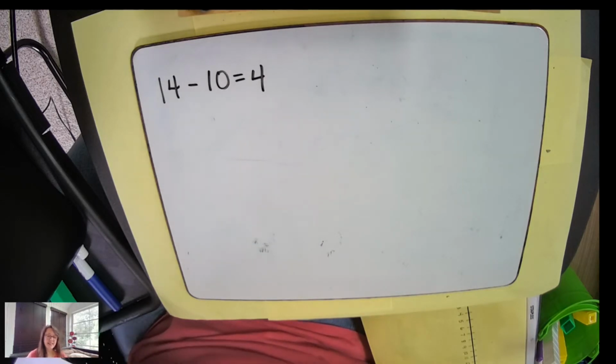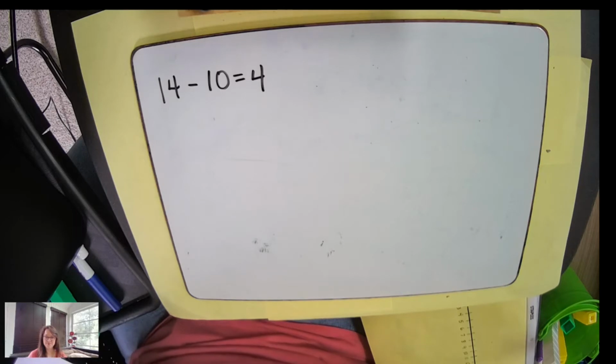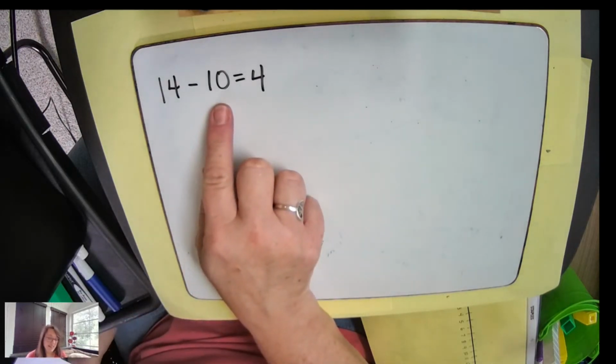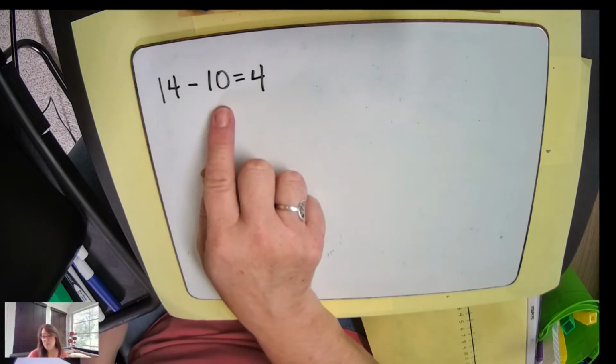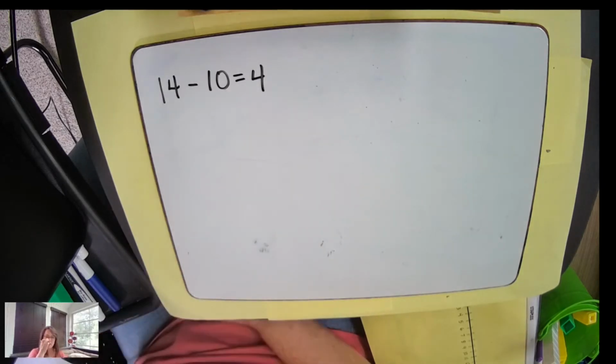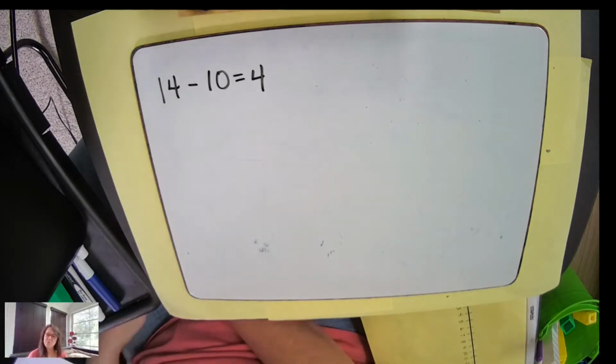Nikki, tell us how you solved this problem. Okay, Nikki says that she likes having one of the numbers in the problem. She likes that one of the numbers was a friendly number. The number 10 is one that we would consider a friendly number. Tell us more.